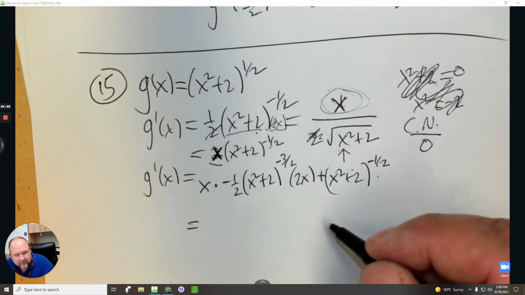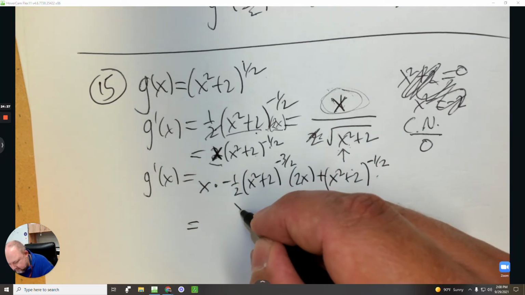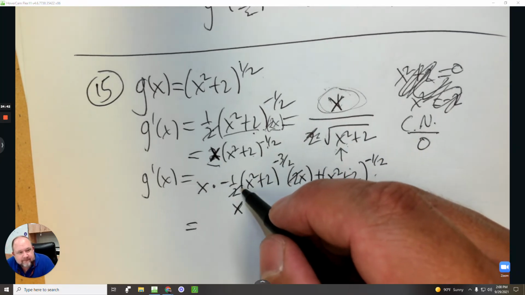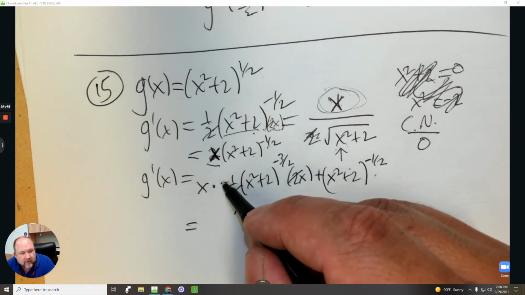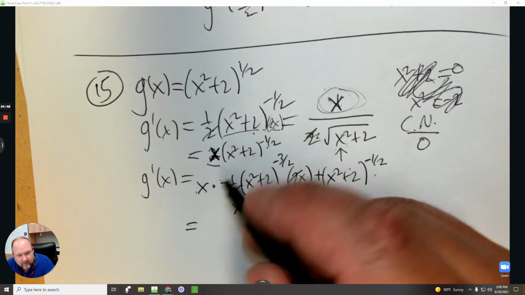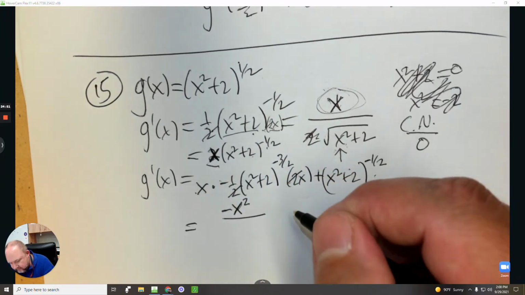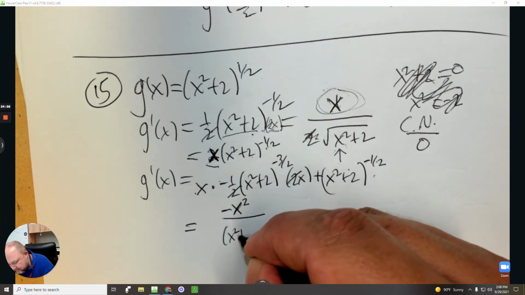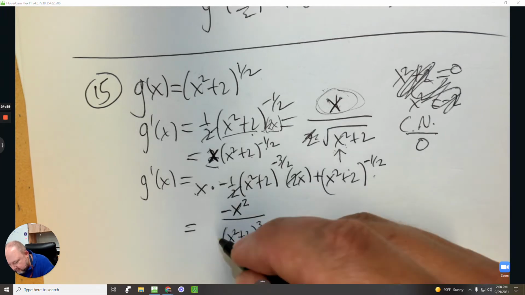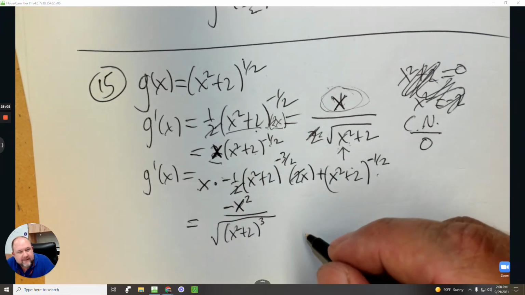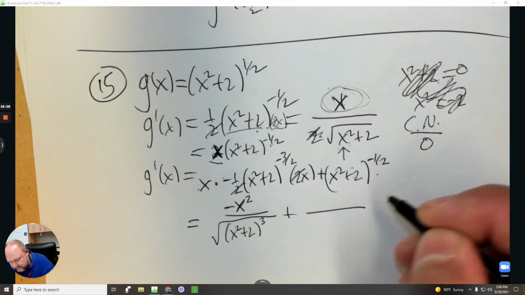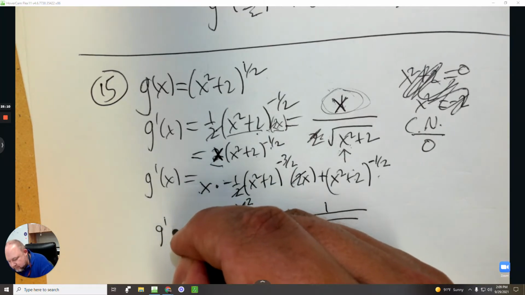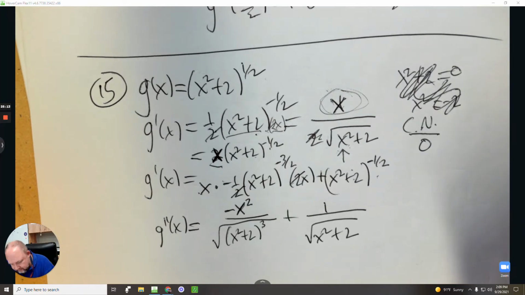So I'm going to make it calculus friendly to make it easier to work with. So again, the 2's cross out. So I have negative x and x squared. So that's negative x squared. And then in the denominator, I have x squared plus 2 cubed, and it's the square root of that. And then this is 1 over the square root of x squared plus 2. Now, that's the second derivative.